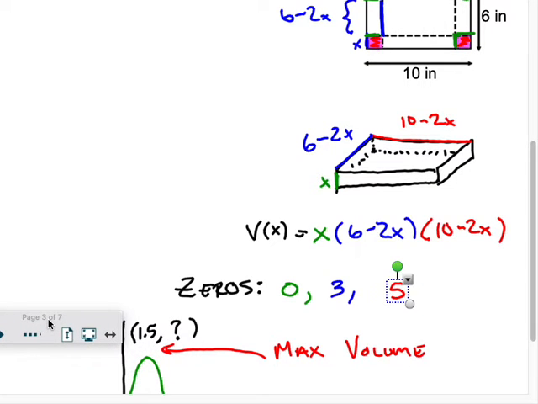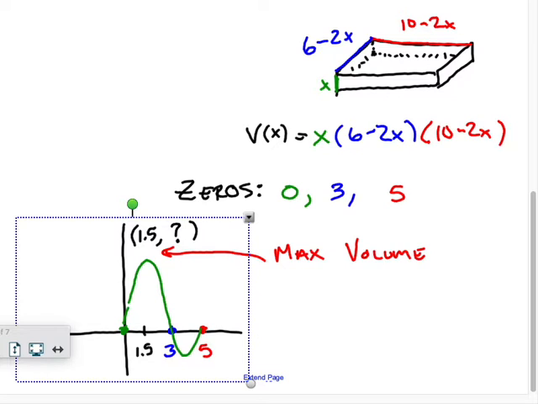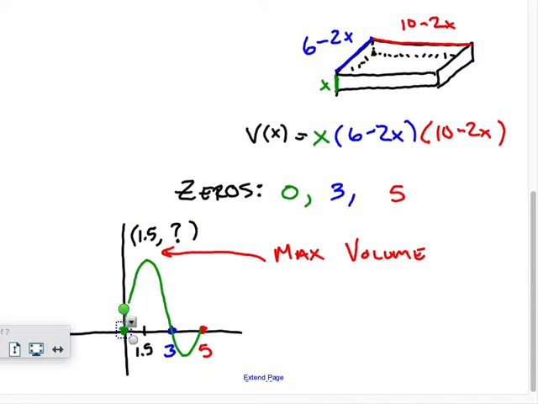So now what we're going to do is express that on a graph to visualize it, right? This is just a sketch, it's not perfect. What I did was set up my coordinate system and then drop my 3 zeros in: one at x equals 0, one at x equals 3, and one at x equals 5.